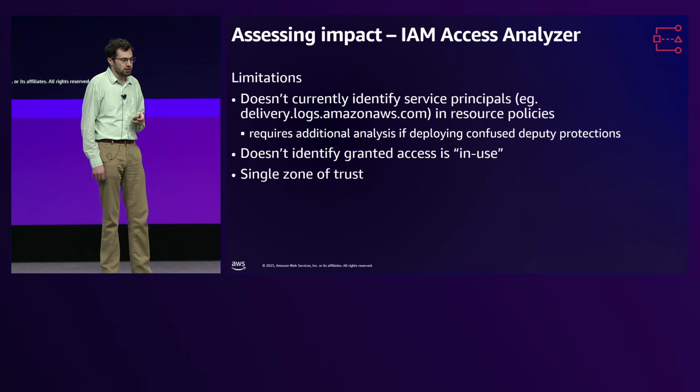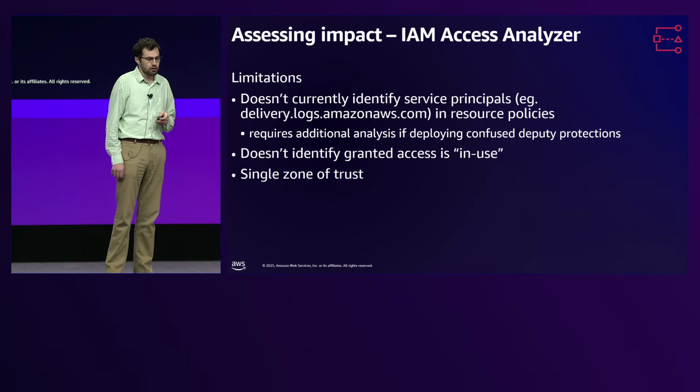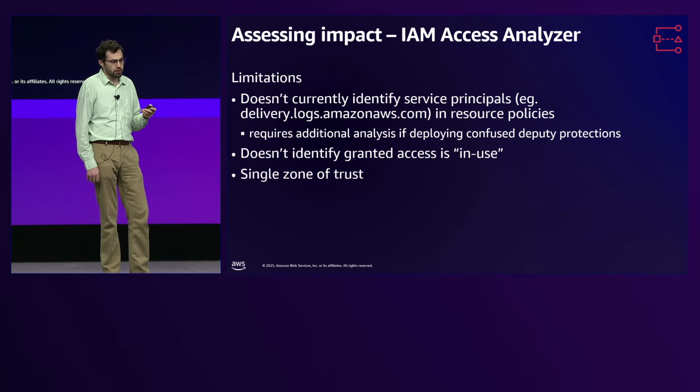There are some limitations to be aware of, though, of Access Analyzer. So currently, it actually doesn't support the confused deputy use case, as it doesn't include service principals in resource policies, like the service that would be used to deliver VPC flow logs to an S3 bucket that you maintain. So if you're planning on safely deploying confused deputy controls, you need to leverage other tools, potentially a third-party CSPM or AWS Config, to evaluate those resource policies and understand impact.